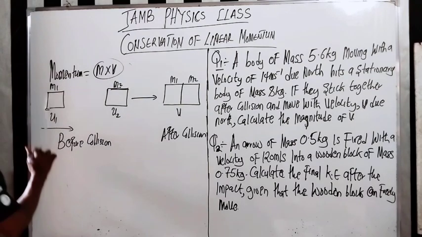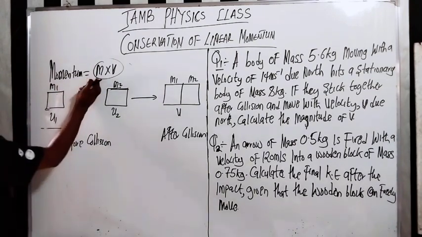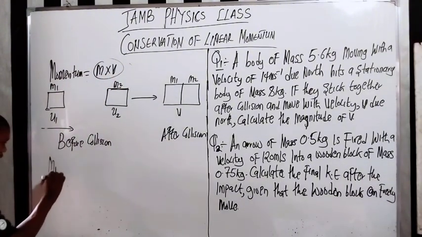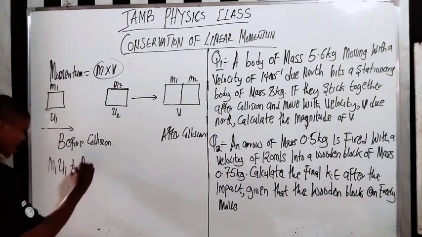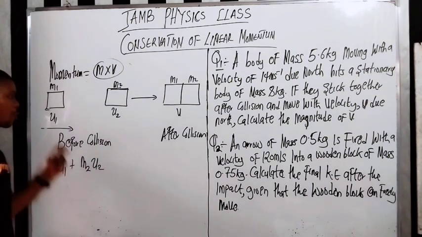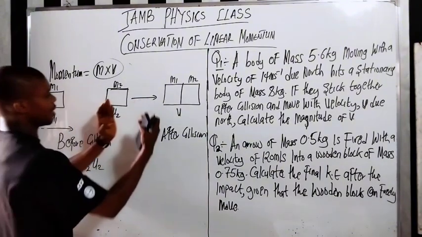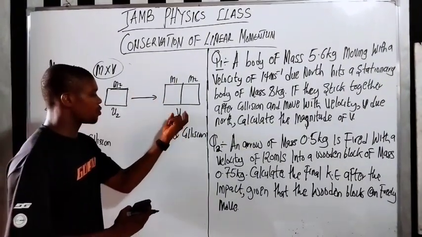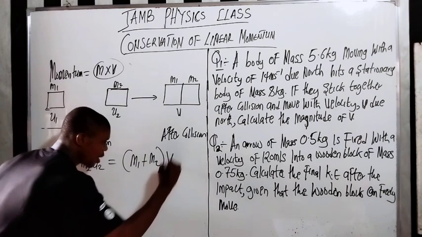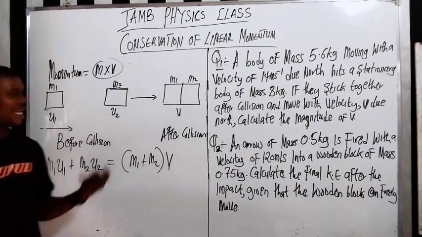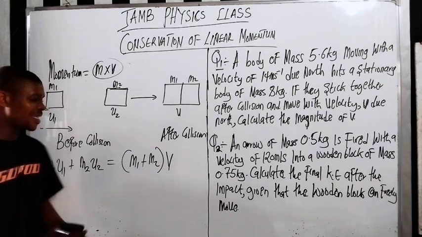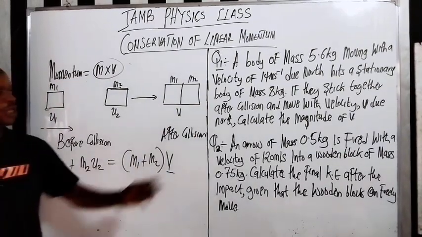Remember, when we talk about momentum, we have mass times velocity. So the momentum of this object is m1u1, plus m2u2 for the other. Their momenta differ. But when they hit each other, they will have a common velocity, so we get (m1 + m2)v. So in conservation of linear momentum calculations, what you actually calculate is the common velocity they move with together. These are the things you want to look at.